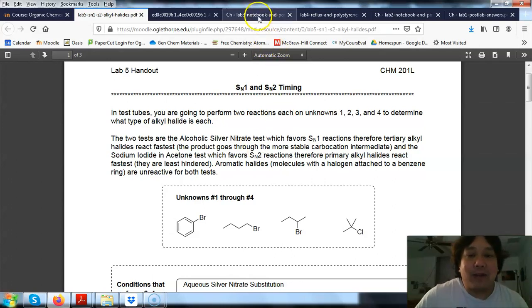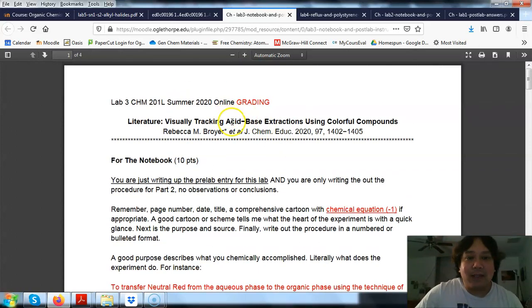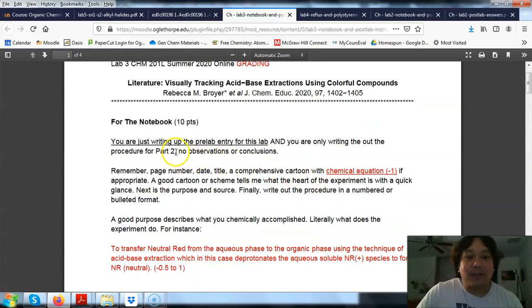Let me take a look at and show you lab number 3, just as another example, because I want everyone to understand what a purpose is. This was the lab where I asked you to read literature. Now, the literature is showing you examples of acid-base extractions using colorful compounds, and hopefully the student does learn how to do an acid-base extraction, or hopefully the student does appreciate how an acid-base extraction works. But I asked you to write up the procedure for part 2.